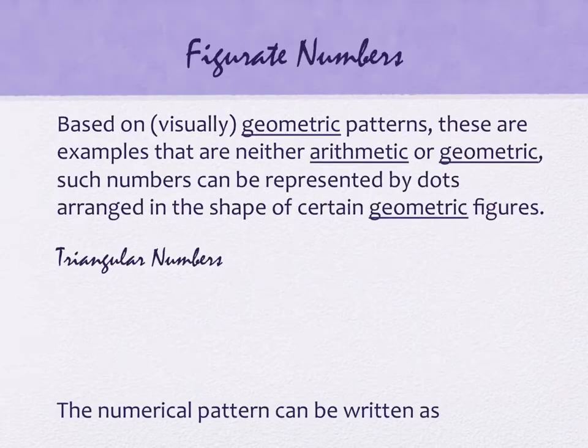So we're going to take a look at something that's really good for a visual learner today, and these are called figurate numbers. They're based on visually geometric patterns. These examples are not arithmetic or geometric. Such numbers can be represented by dots arranged in the shape of certain geometric figures. This is one of those highly unhelpful things because I've used geometric 3 times in here and I've meant 2 different things by it. So if you want to replace the geometry at the beginning and the geometry at the end just with the word picture or diagram, we could go with that.